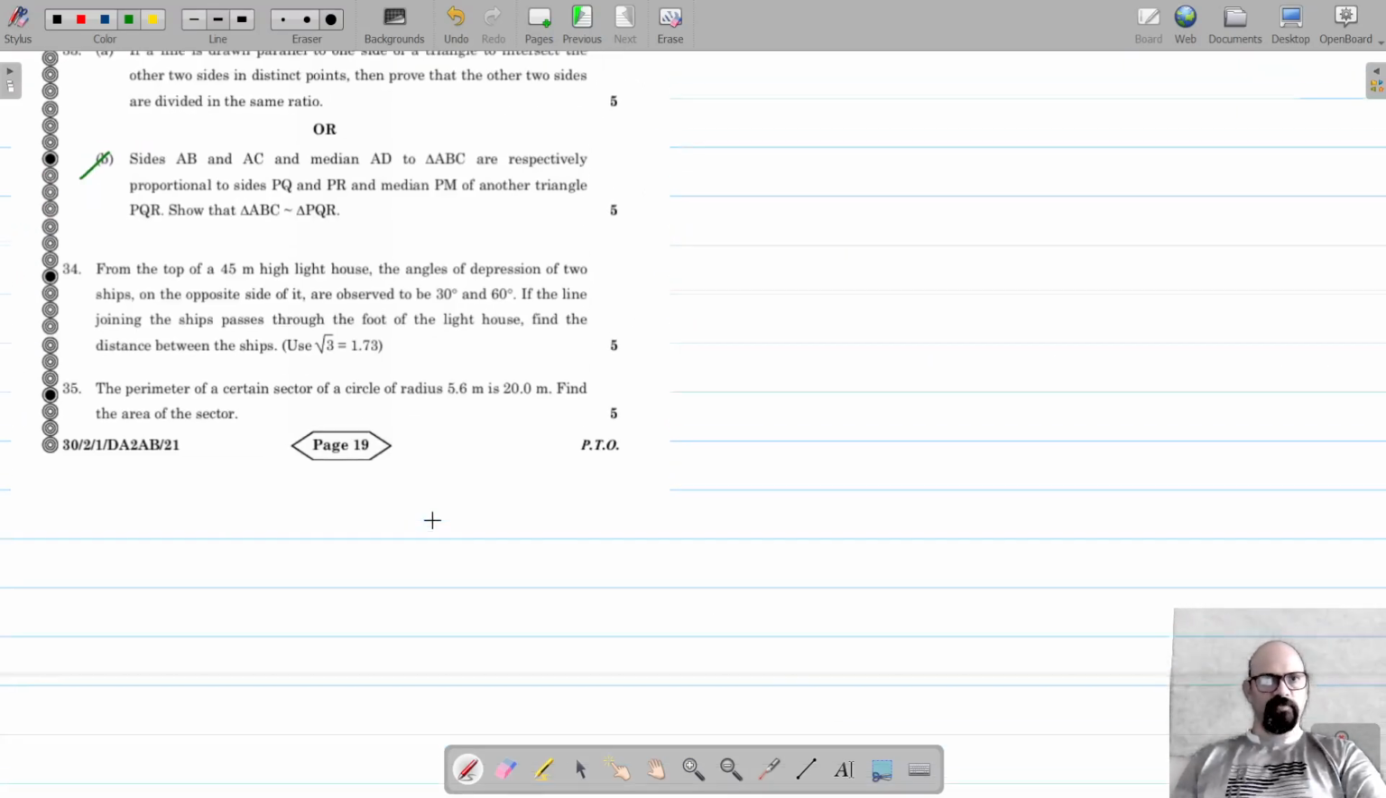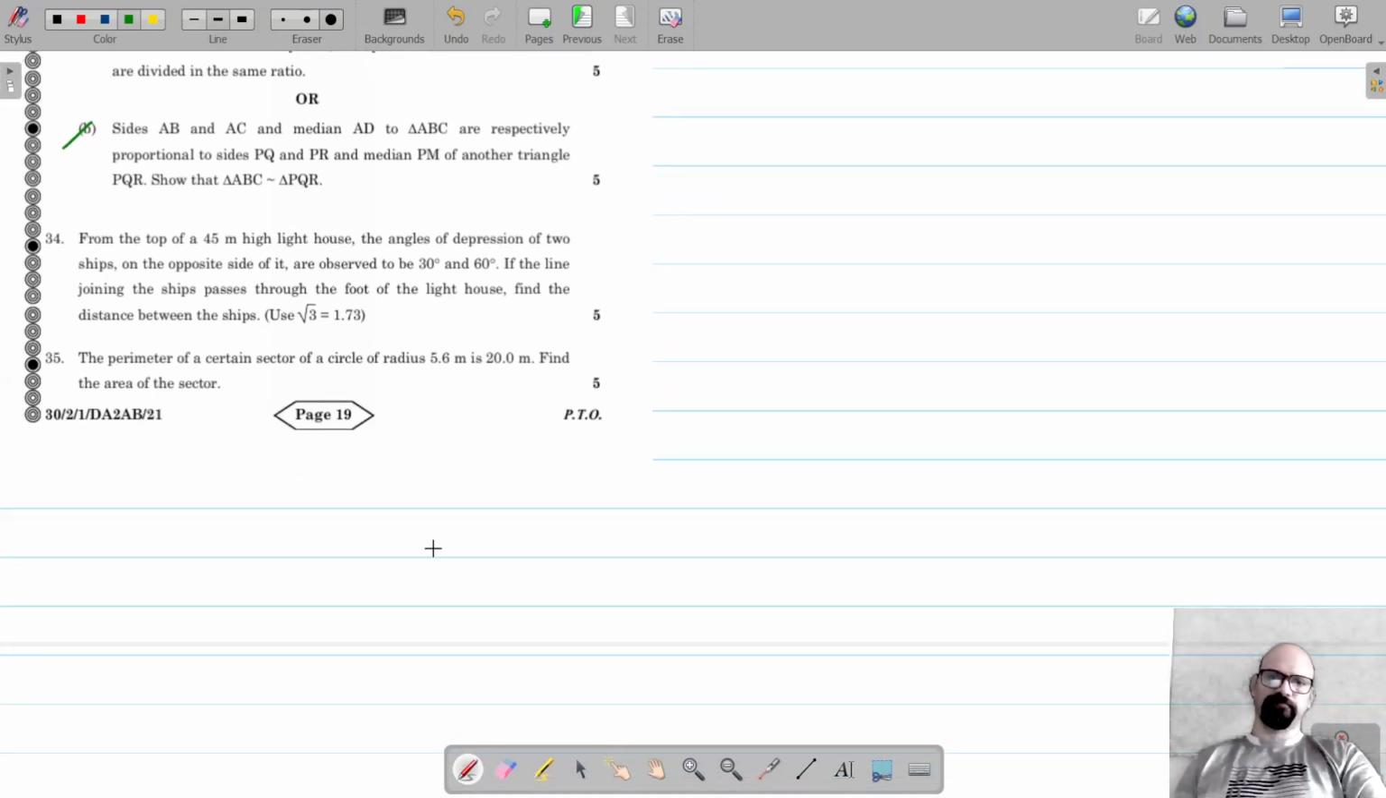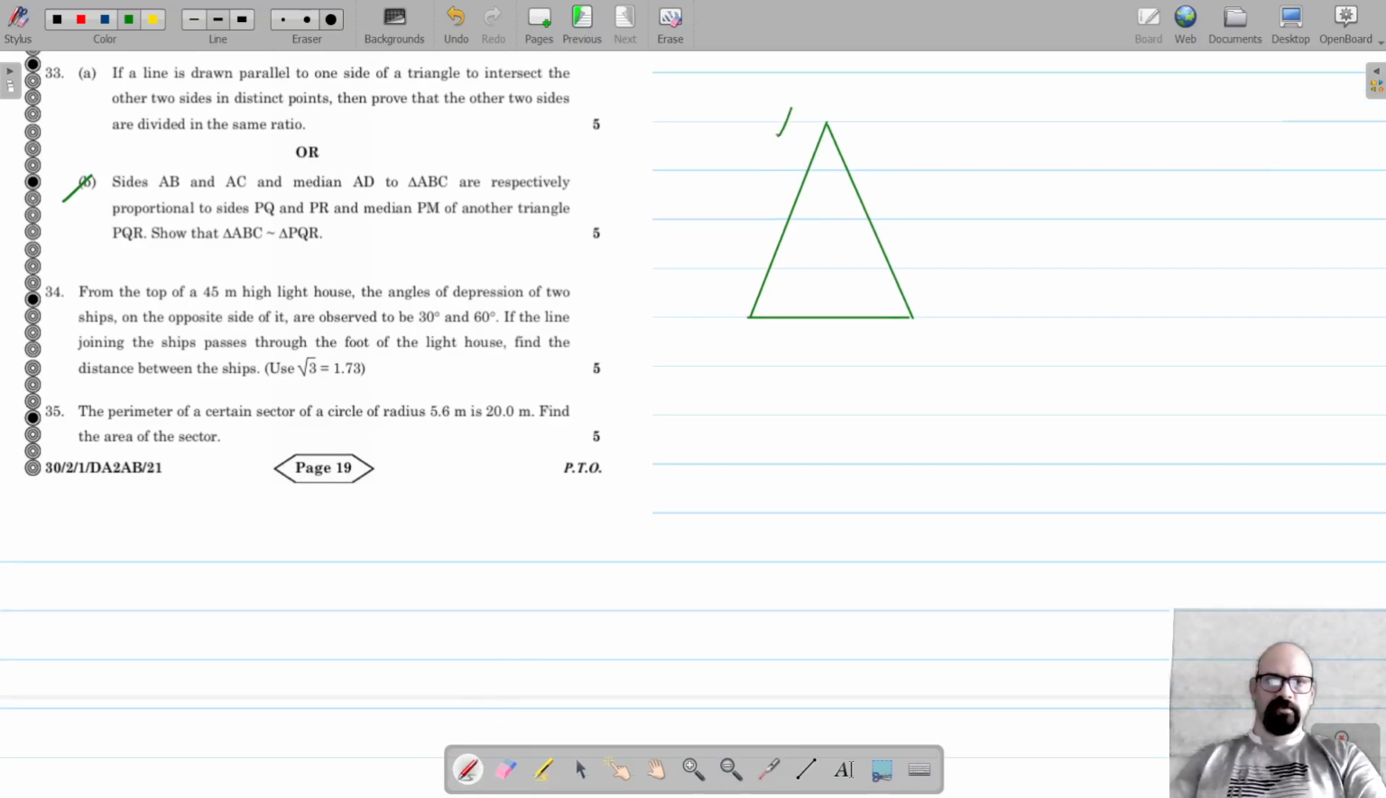Okay, for part B of question number 33, it is given that AB, AC, and median AD of triangle ABC are respectively proportional to PQ, PR, and median PM of another triangle PQR. So we have to show the triangle ABC and triangle PQR are similar. So let's say this is triangle ABC. And let's say this is the triangle PQR.